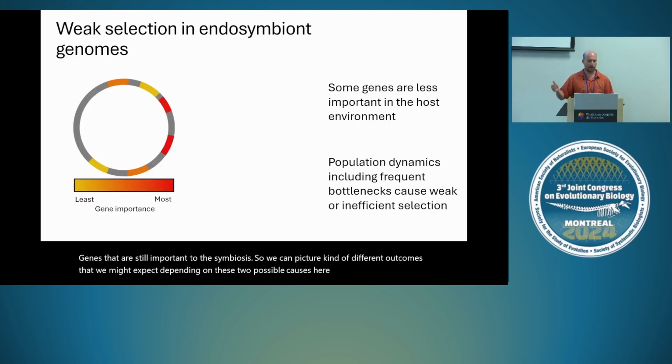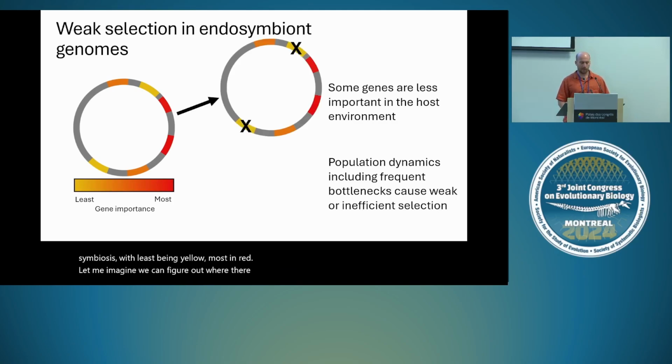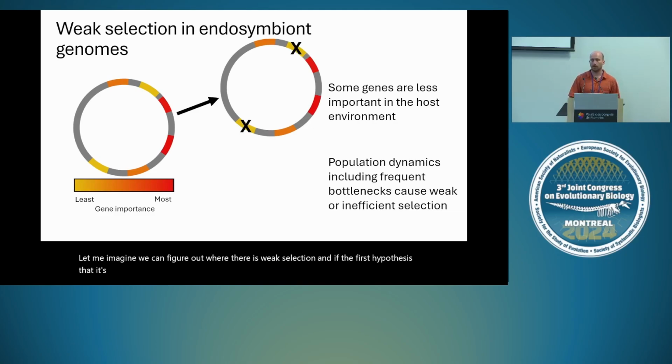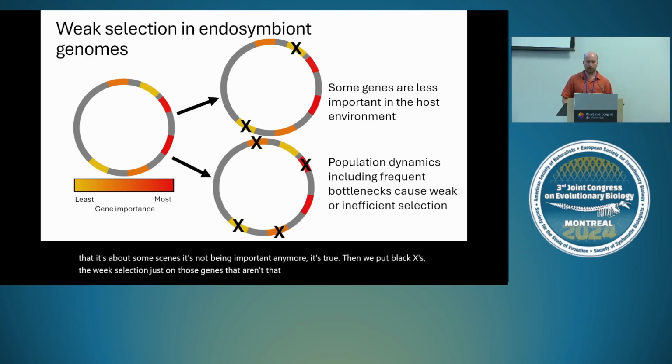Here you've got a diagram of a bacterial chromosome in gray. Different genes are the different colors around the circle, and we imagine that we can color them from least to most important to the fitness of the symbiosis, with least being yellow, most in red. And then we imagine we can figure out where there is weak selection. If the first hypothesis, that it's about some genes just not being important anymore, is true, then we put black X's, the weak selection, just on those genes that aren't that important. But if it's those population dynamics and it's more of just drift happening, we might expect that there's weak selection on a wider range of genes and also just more widespread. It's not just limited to those genes that aren't important.